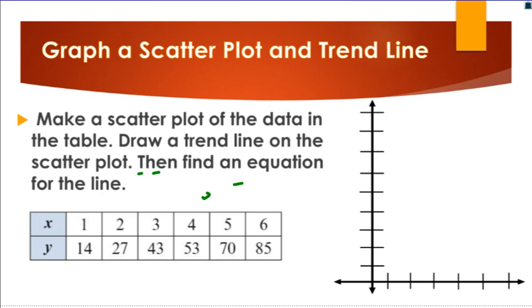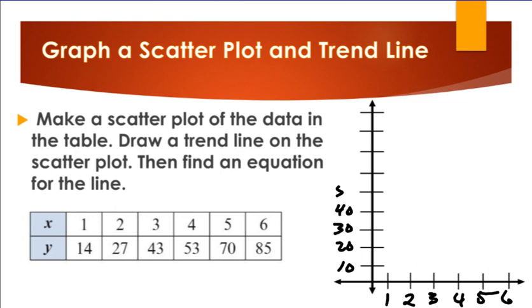So now let's check one ourselves. It says make a scatter plot of the data table here, and then draw a trend line on the scatter plot. Then find an equation for the line. So here we have our points, and on the x-axis I'm just going to count by ones, and then my y-axis I'm going to count by tens. So 10, 20, 30, 40, 50, 60, 70, 80, and then 90. Then we're just going to plot our points now. So 1, 14, so that's roughly here.